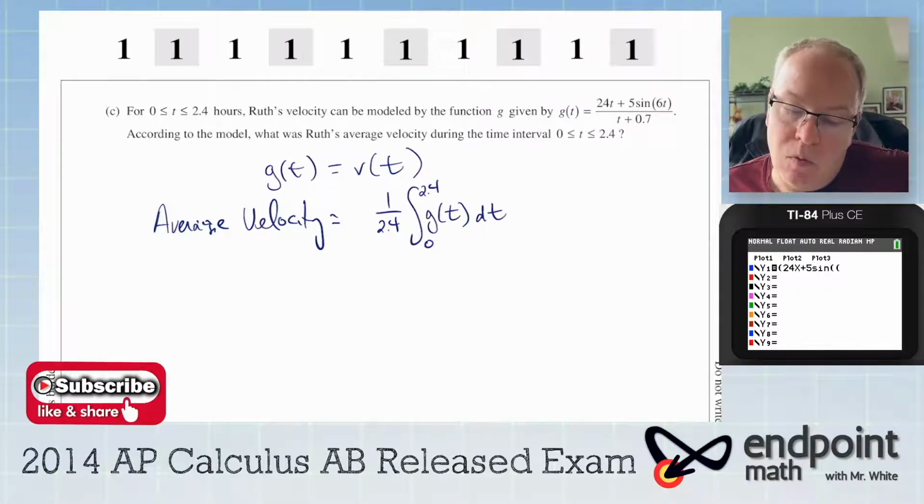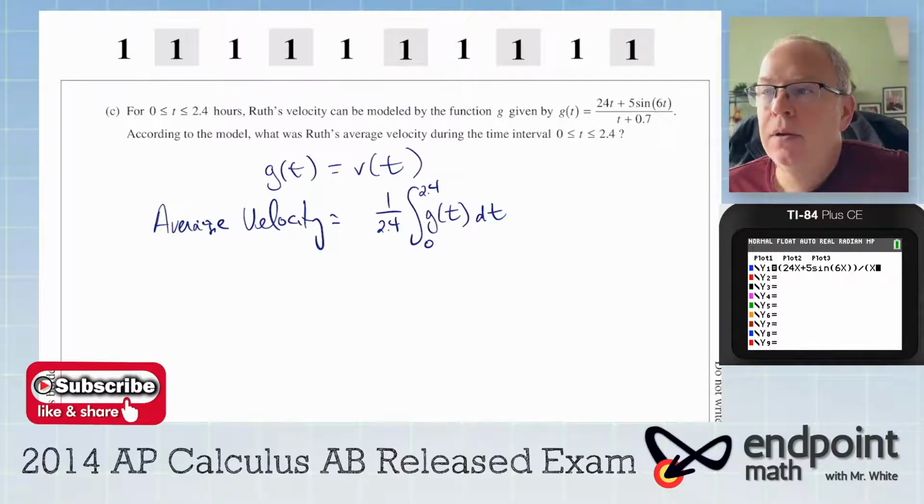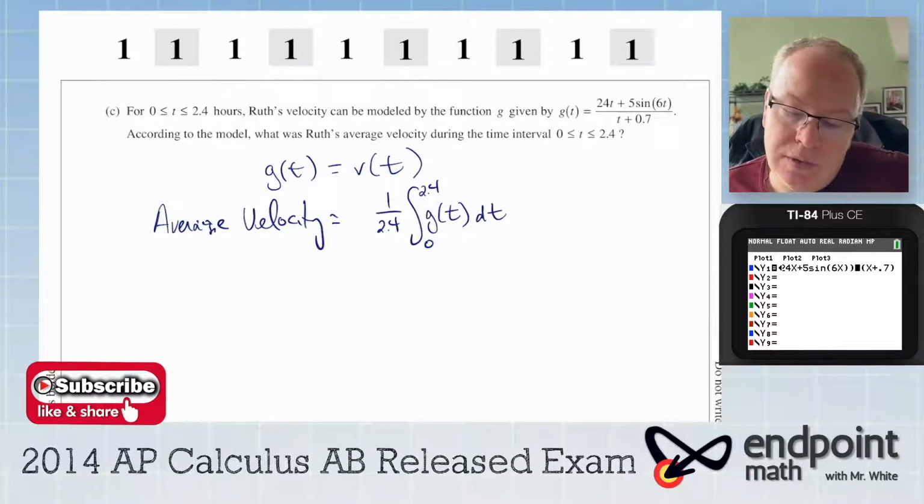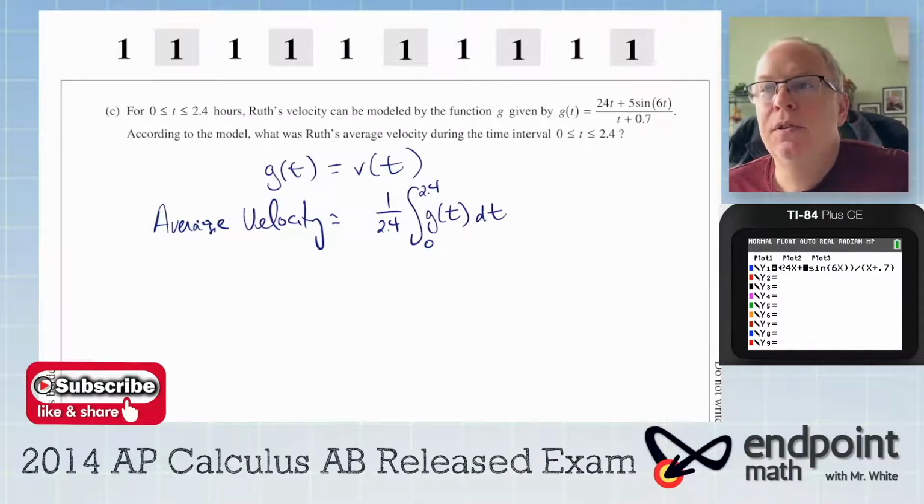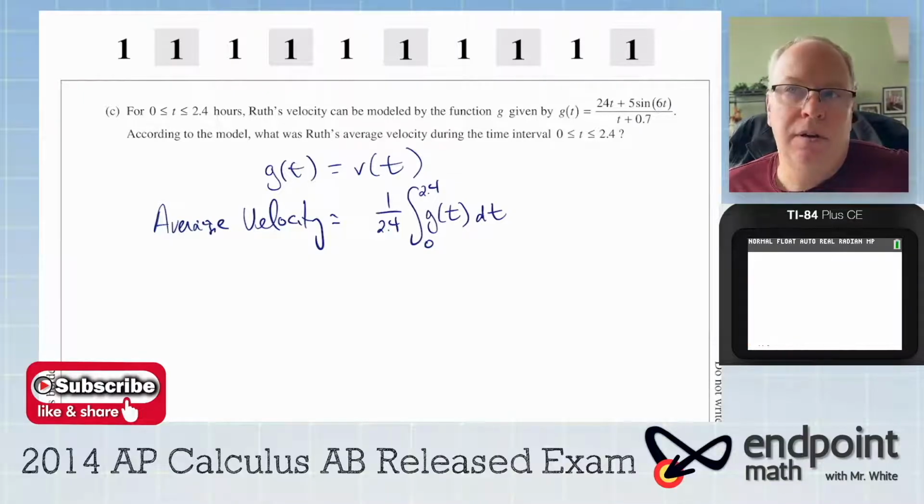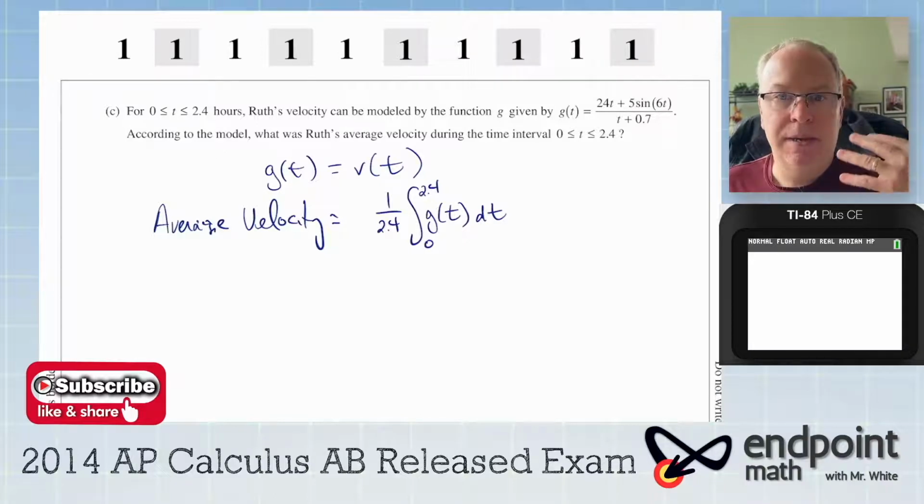So let's see, I want a 6x there. And then I'm going to divide by x plus 0.7. Close that. And I'm just going to make sure I typed it in right. 24x plus... All right, that all looks pretty good. So now I can quit out of here. And so what does that do for me? Well, if I never have to type that in again, I've got it stored under the y variable.